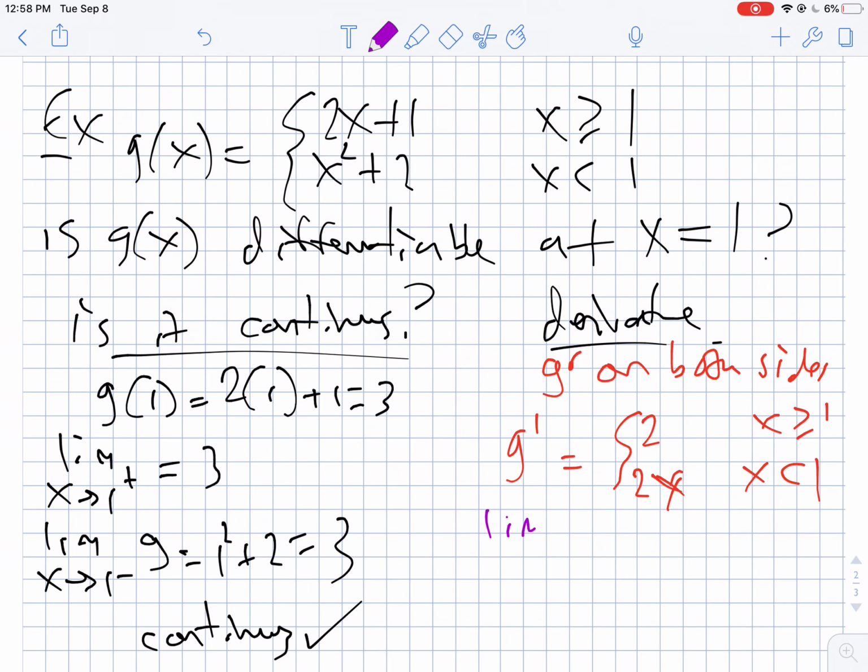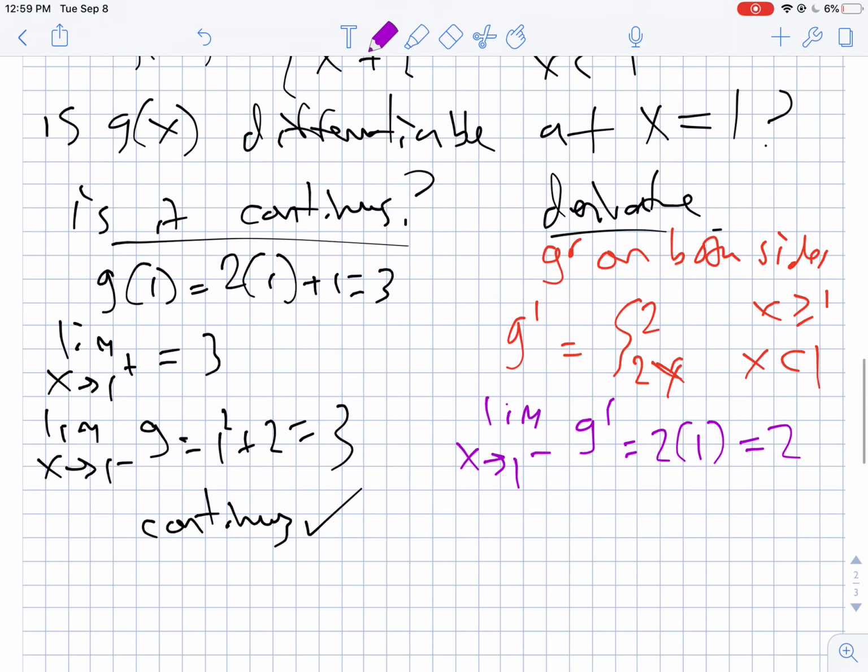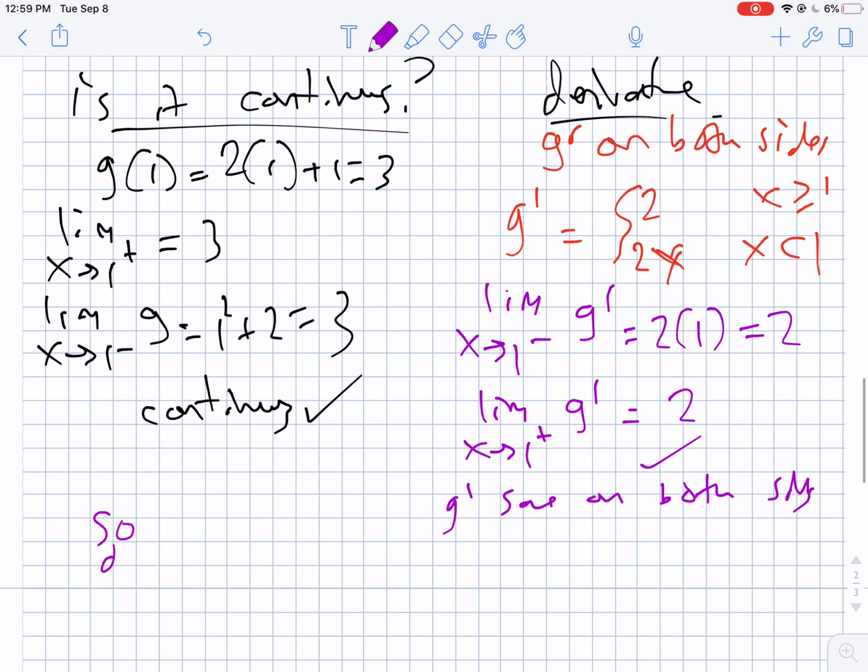I'm going to plug in that 1 on both sides. As I take the limit as x approaches 1 from the negative side of g prime, that's 2 times 1, which is 2. If I take the limit as x approaches 1 from the positive side of g prime, again, I just get 2. So good, the g prime is the same on both sides. So the slope is the same. We know it's continuous, so it is differentiable.